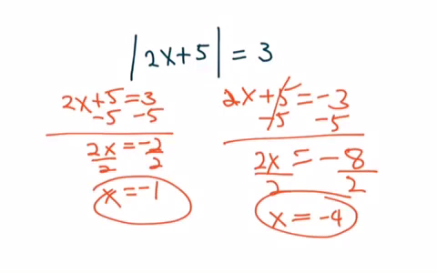You can check by guess and check, or you can check by plugging it back in that it makes it true. Negative 1 times 2 plus 5 is 3, absolute valued, which equals 3, or negative 4 times 2, negative 8 plus 5 is negative 3, absolute valued is 3.